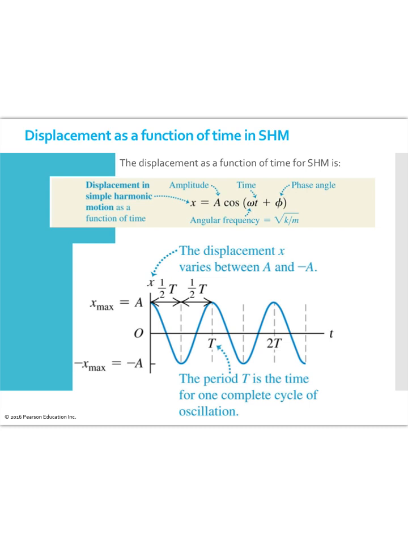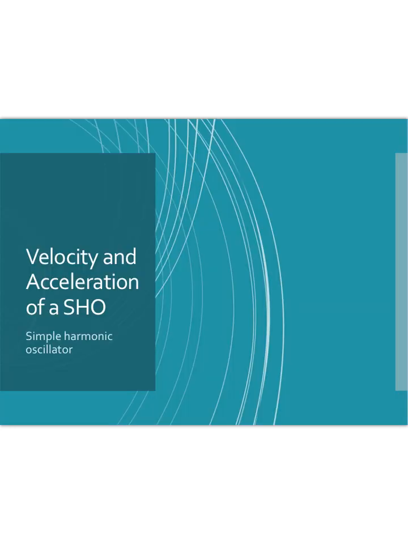So again, here we're looking at the expression for our mass on a spring. The amount of time it takes to go through one complete oscillation is its period, and A and minus A represent its maximum displacement from the equilibrium location. So let's talk really quickly about how we would find expressions for velocity and acceleration of our simple harmonic oscillator.